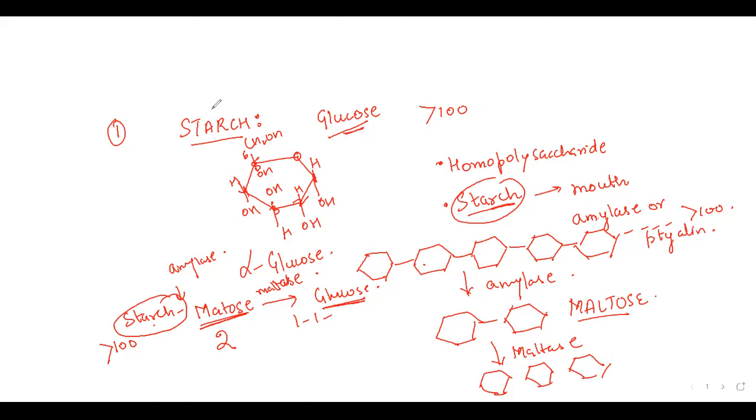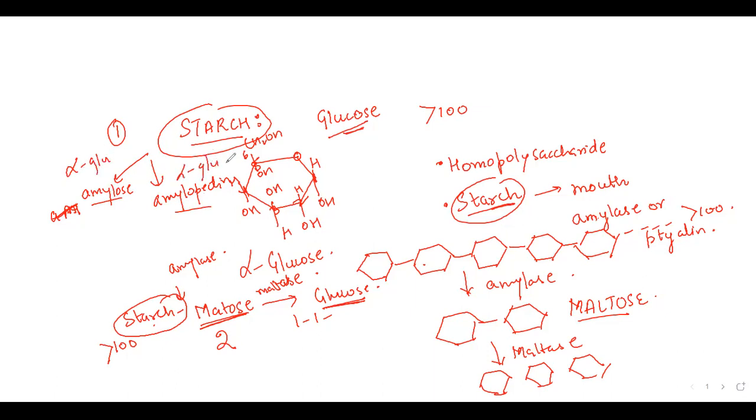Next, this starch is also of two different types. The two different types of starch are amylose and amylopectin. Now, I would like to mention here that amylose and amylopectin are also made up of repetitive units of alpha glucose only. The only difference is that amylose is a single linear chain, whereas amylopectin is a branched chain.